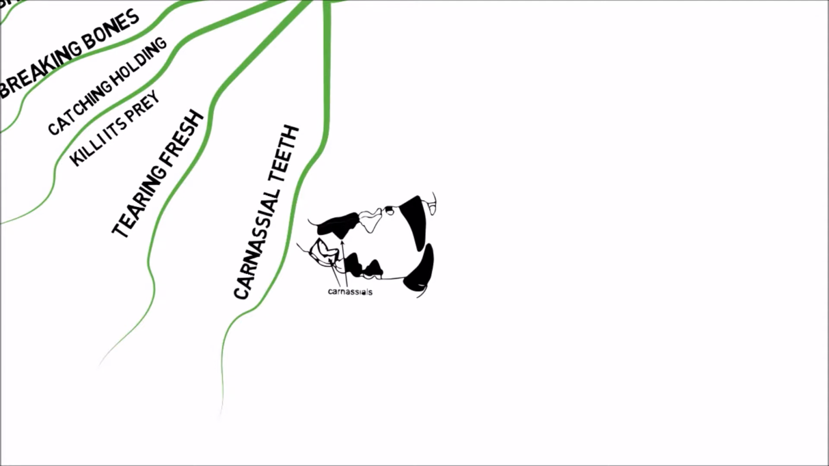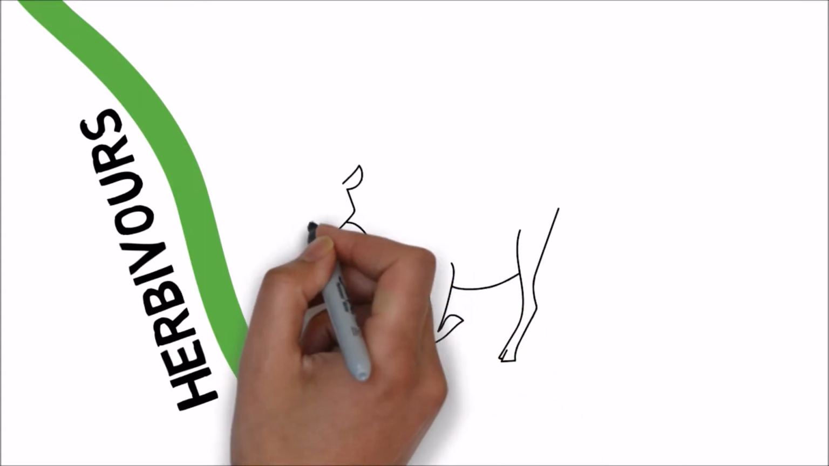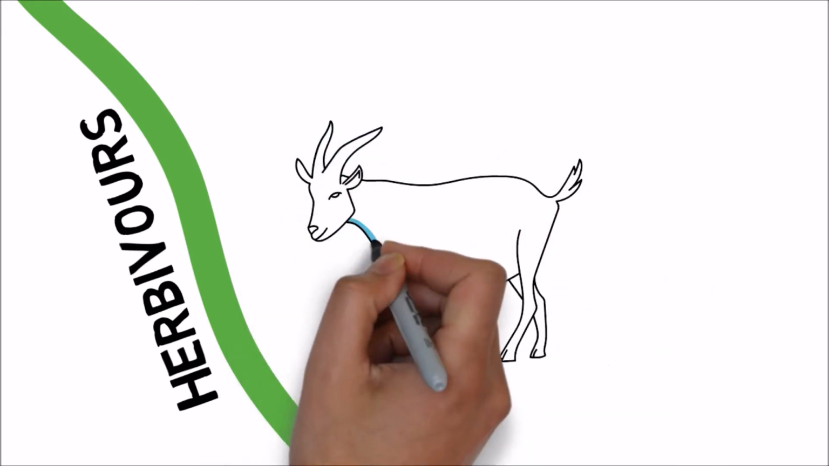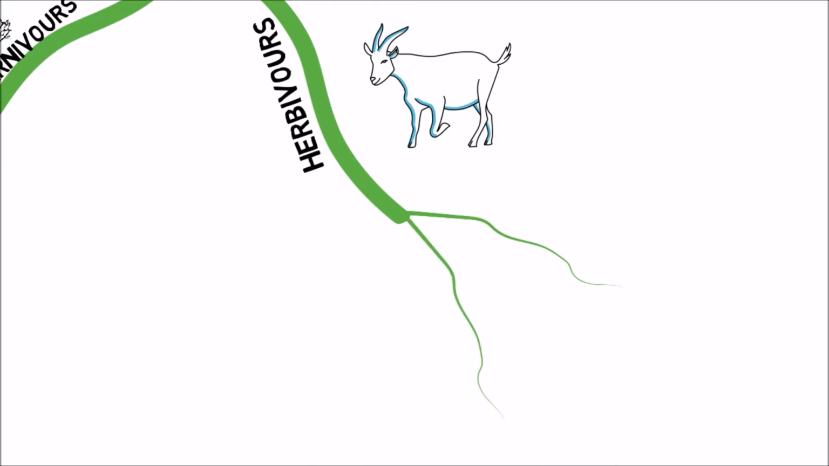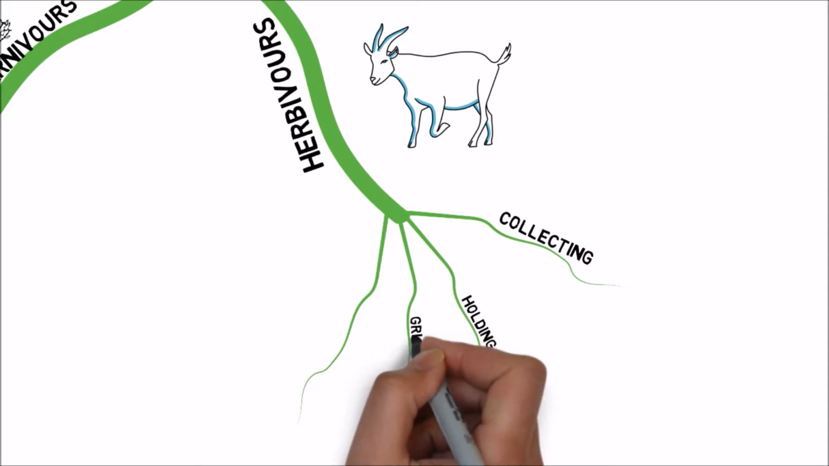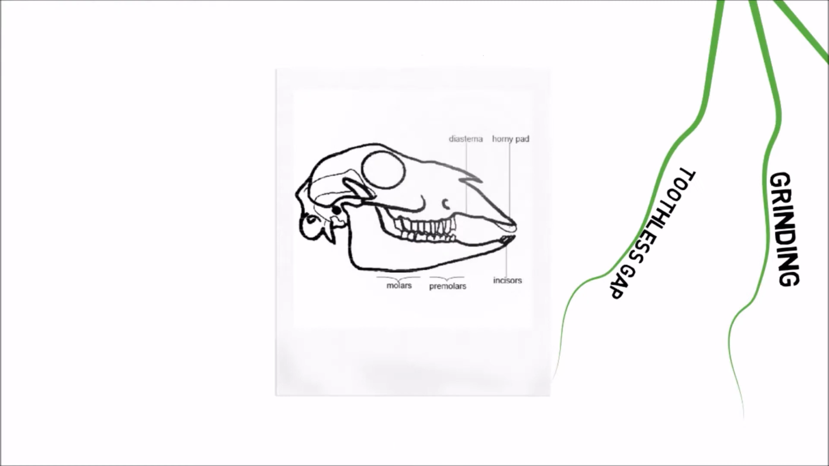Nice. So I'm going to go to the other side, and I'm going to draw another branch where we have the herbivores. And here I think of a goat, so very easy. These are plant eaters, so their mouth again is adapted in the following ways, and their teeth, just in regards to their feeding habits. So they have teeth that can help them collect, hold, grind, and of course they do have that toothless gap for proper chewing.